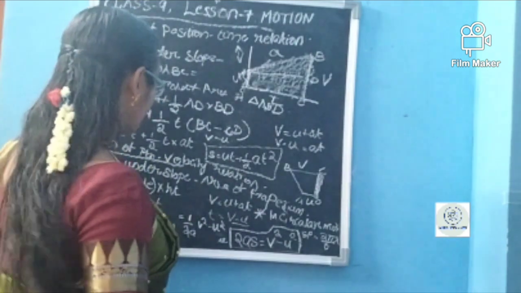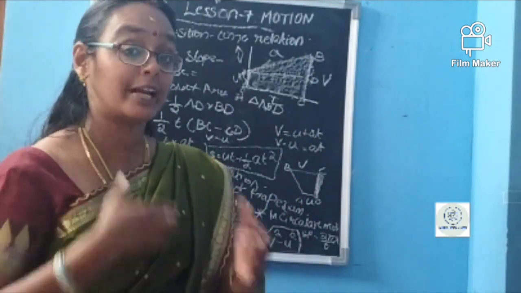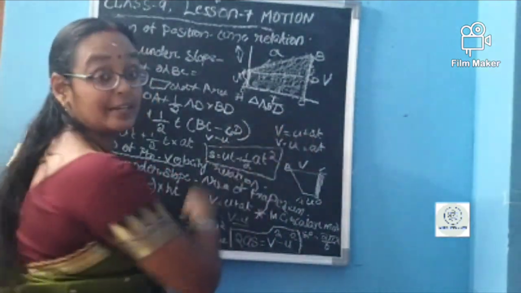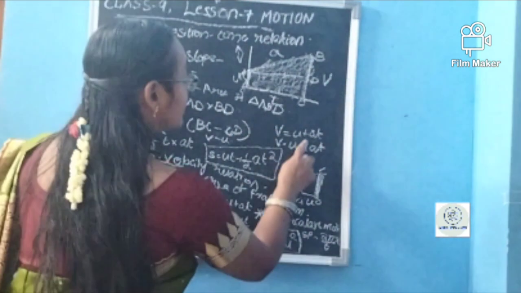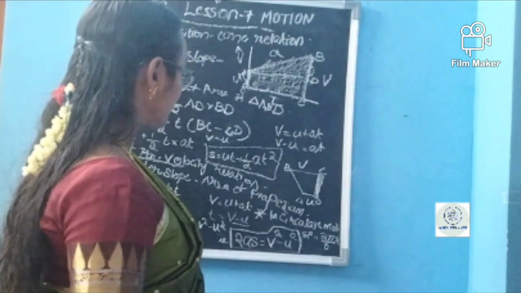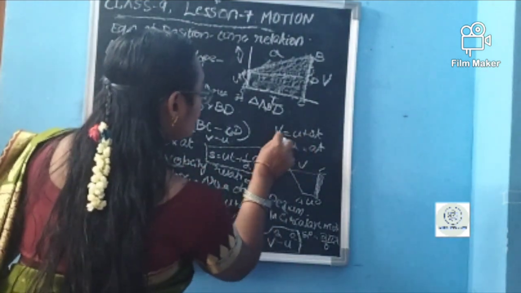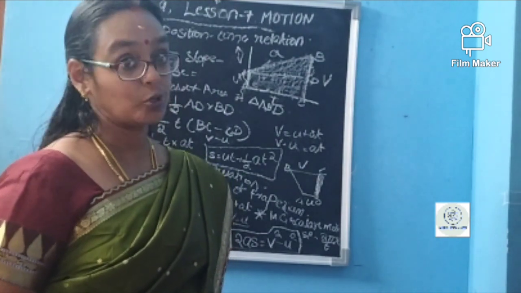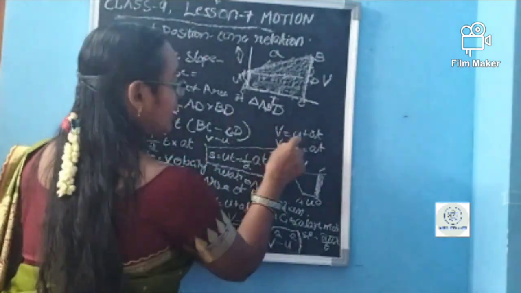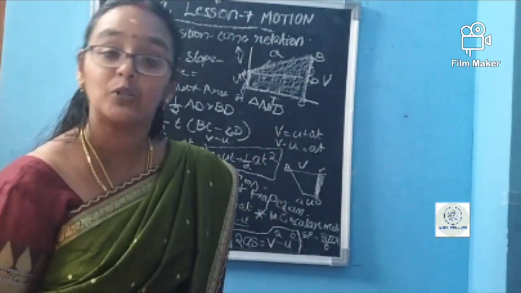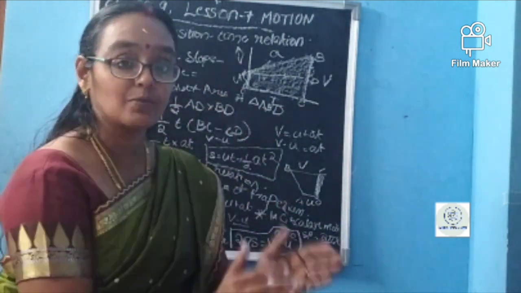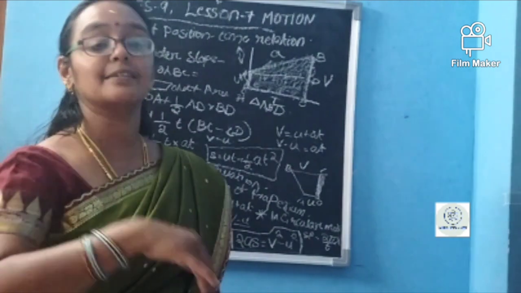For that, we are changing the value of t. How can we write t in another way? We have already learned v is equal to u plus at, the first equation. From that, we are deriving t. What is t? t is (v minus u) divided by a. Yes or no? Yes. So we are substituting this value instead of t.